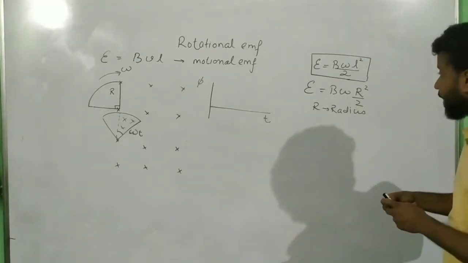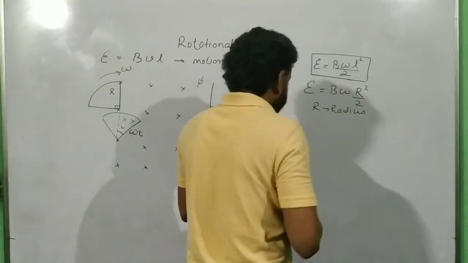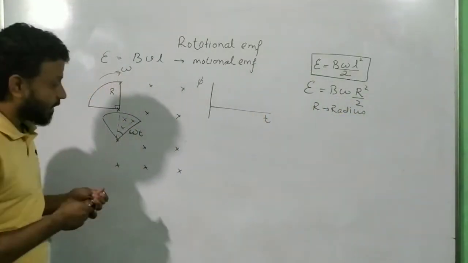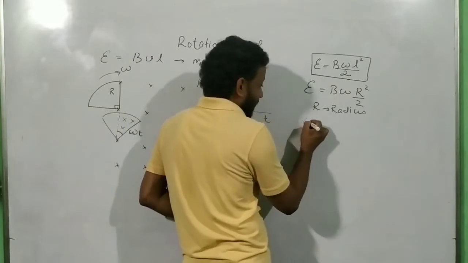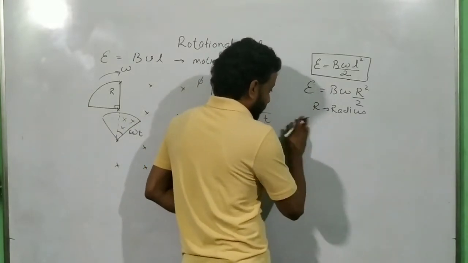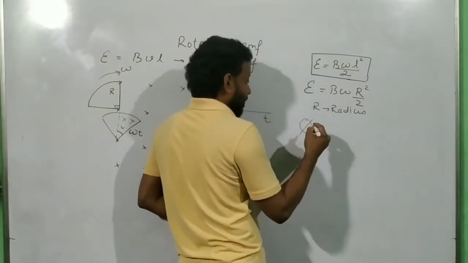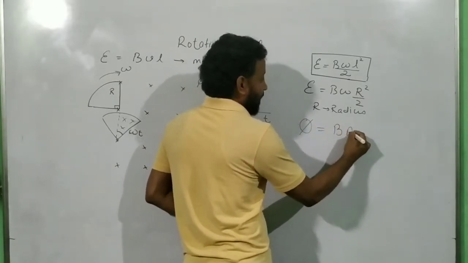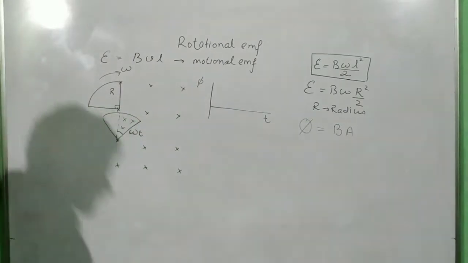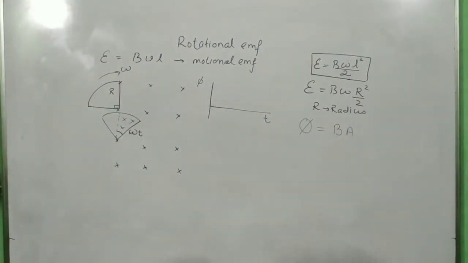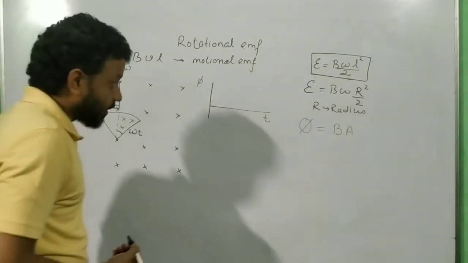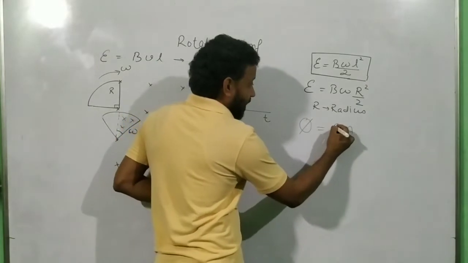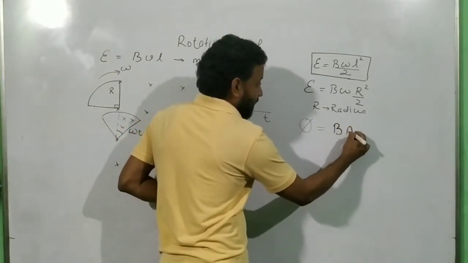So if I have to find the area, because I want area to find flux, I will start from the basic like this. Flux is equal to field multiplied by area. Okay. So if this is field multiplied by area, how much is the field and how much is the area?